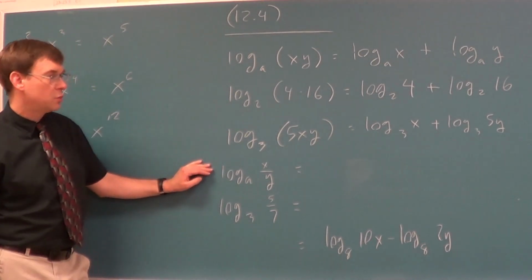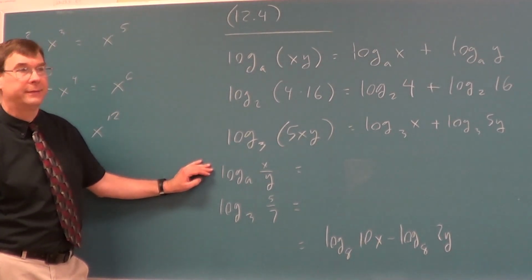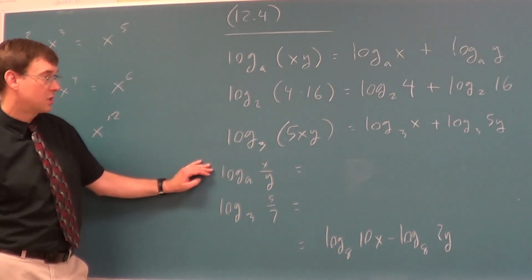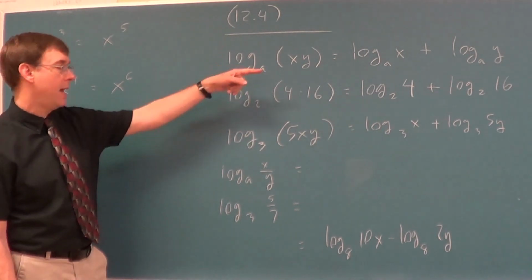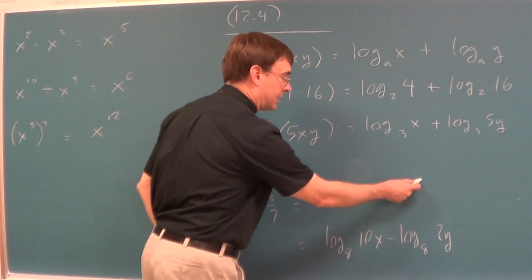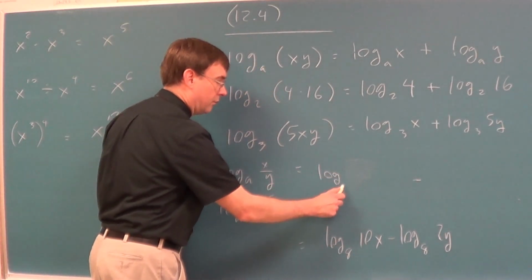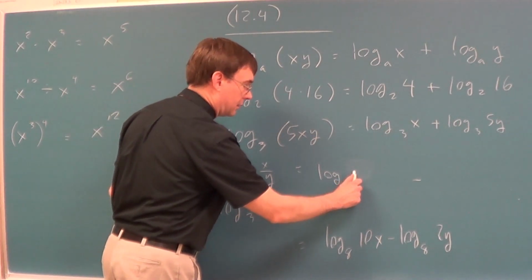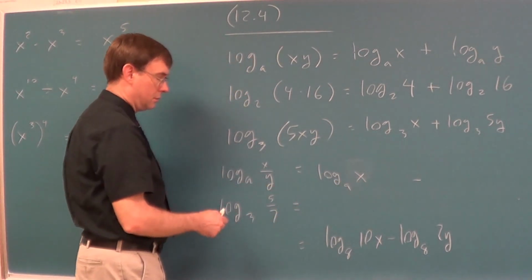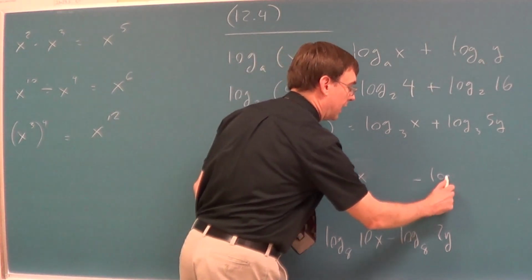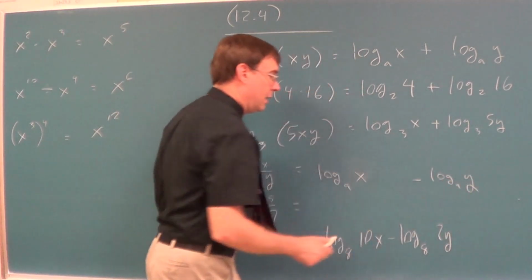So how do you suppose this one's going to go in a new category? Subtract. It's going to be a subtract. Multiply made us add. Divide is going to make us subtract. So this would be log base A of x, minus log base A of y.